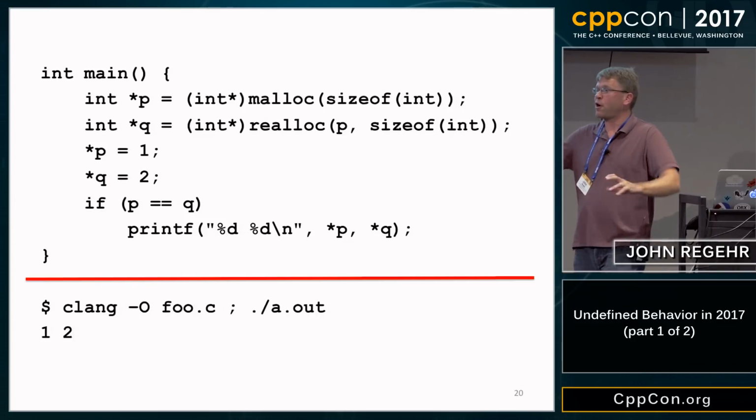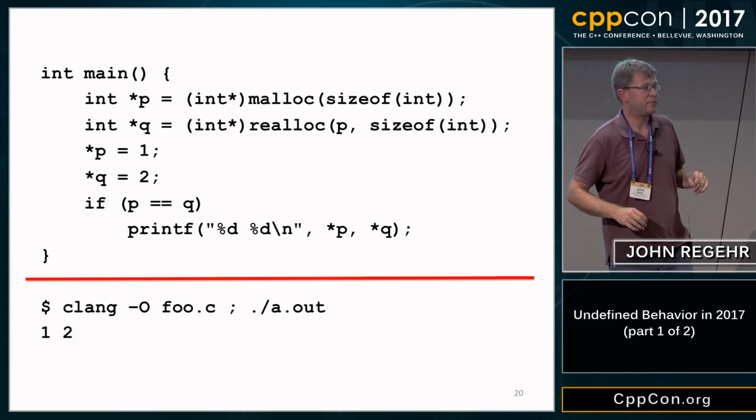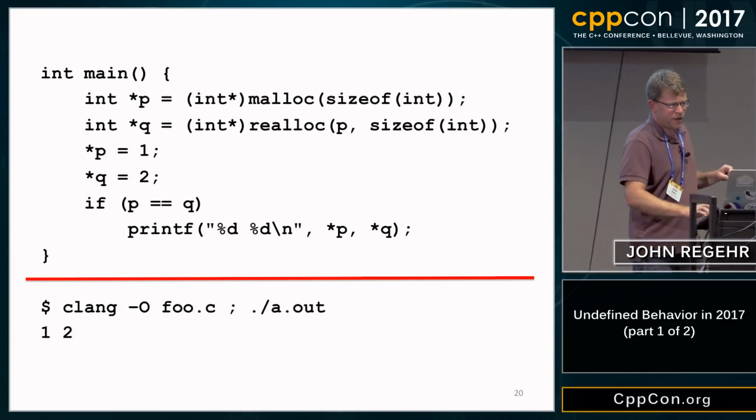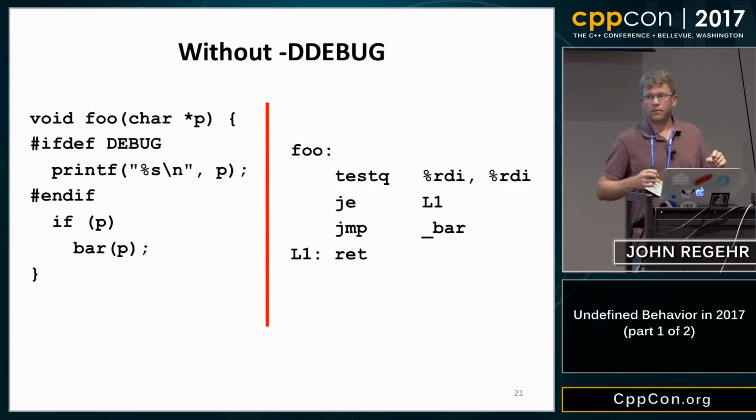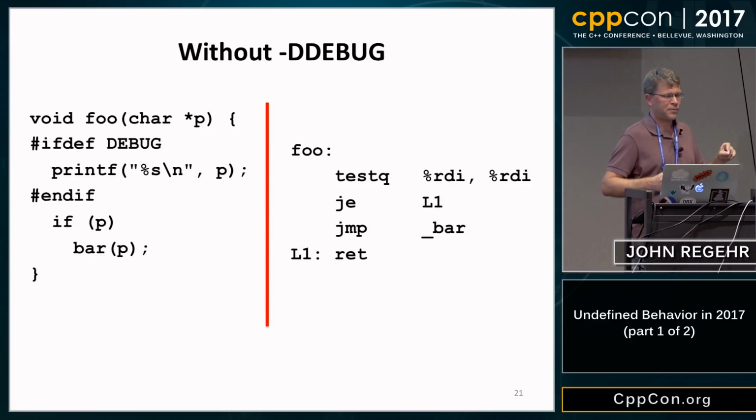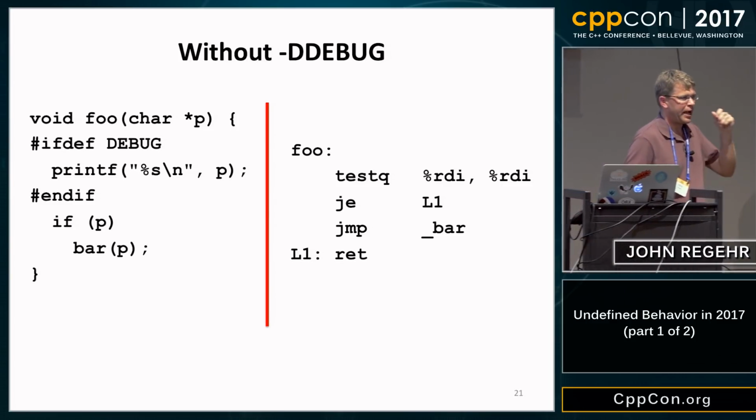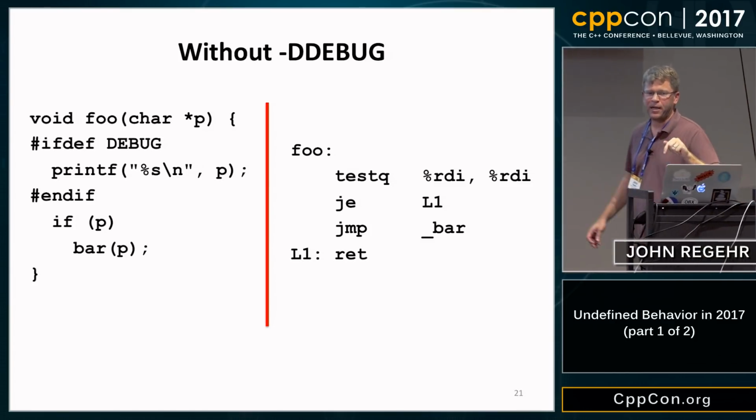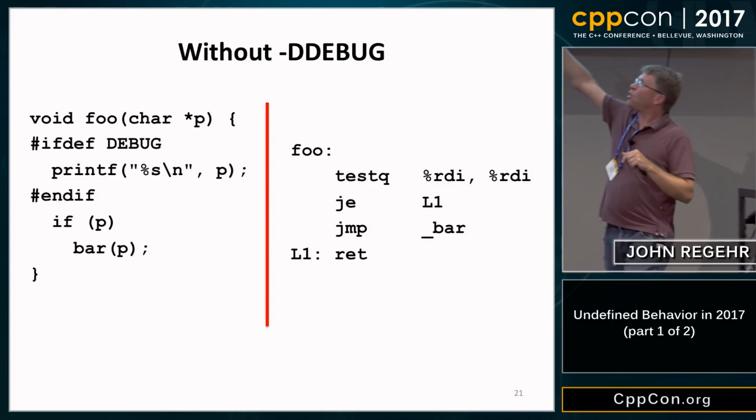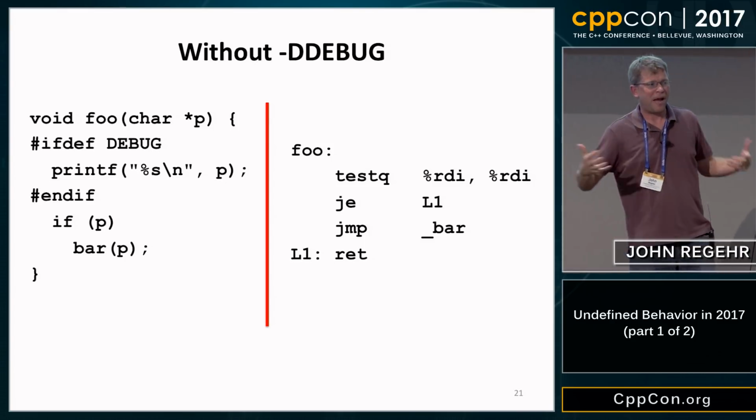So does this program make sense to everybody? Did I sort of explain it adequately? So let's look at another one, and this is another one that I like. So we have some code now. If we define a debug macro, we're going to print the string pointed to by P. And then if P is true, we'll call bar on P. And so now let's compile that without the debug flag.